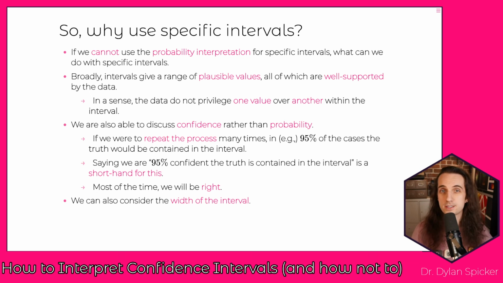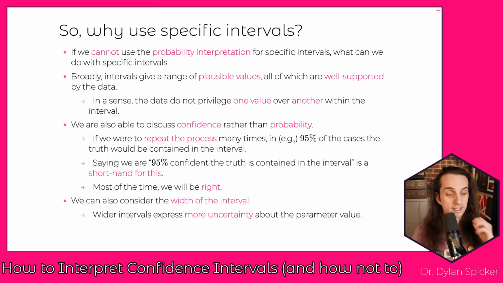The other thing that we can do with specific intervals is to consider the width of them, right? In some sense, we want a narrow confidence interval. If we could have a very narrow confidence interval, then we're saying that there's a lot of precision about what we think the actual true value is. And that is better for us in the sense that we're more confident that it's within a narrower range. The width of the confidence interval gives us some measure of the uncertainty that we have in the given scenario.